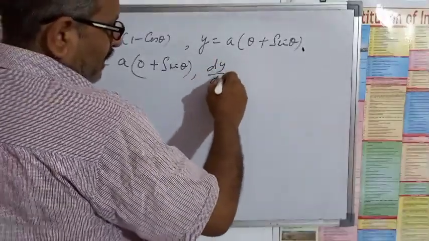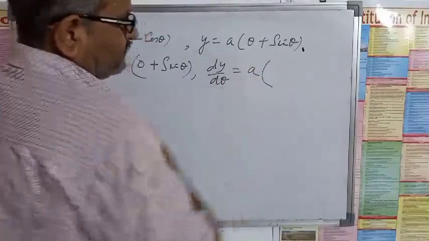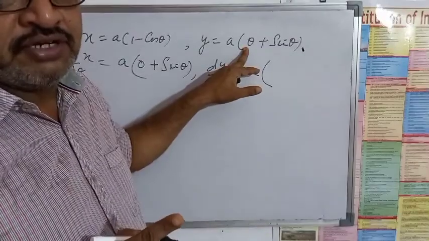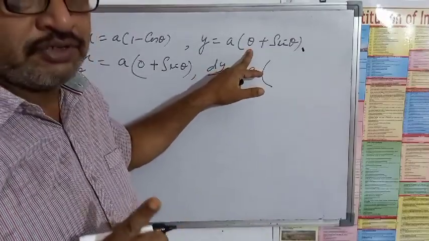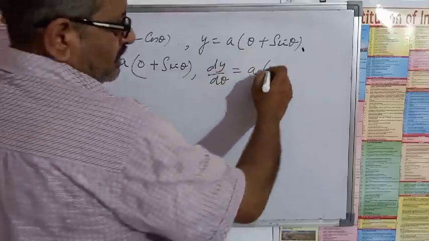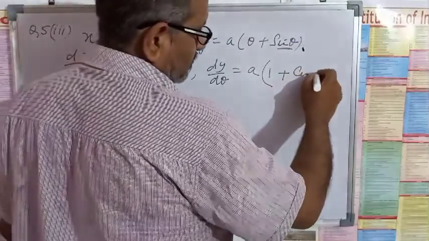Here, d by d theta of y, again a is constant. The derivative of theta with respect to theta is 1, and the derivative of sine theta is cos theta.